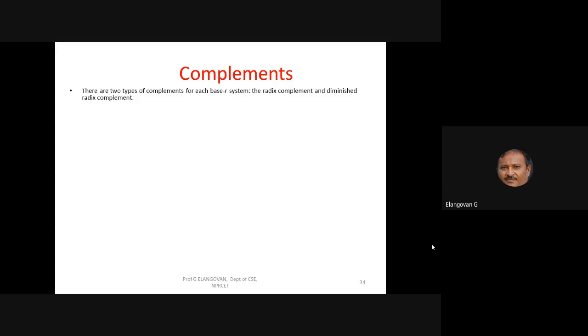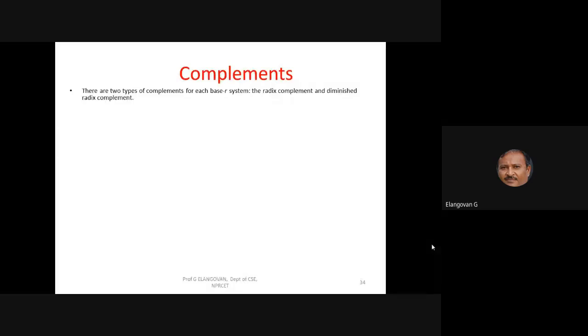So that's what we are saying in the example. If the base is 10, it has two types of complement. The radix complement is the 10's complement. The diminished radix complement is 10 minus 1, the 9's complement.